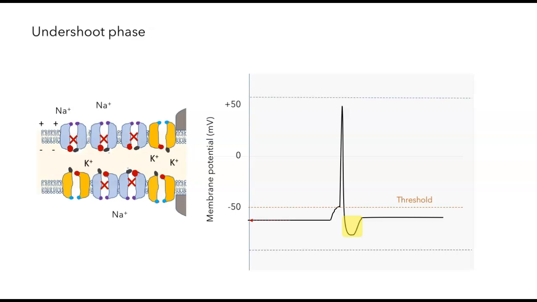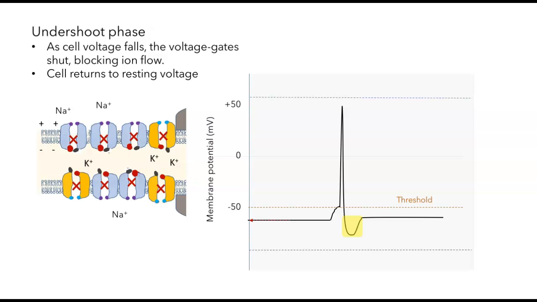There's an undershoot phase, whereas the cell voltage falls, the voltage gates shut and they block ion flow. And then once the potassium channels are closed and the sodium channels are closed, the cell will return to the resting voltage, it's reset and ready to go, and it can fire another action potential.